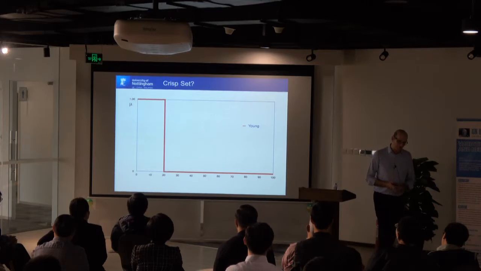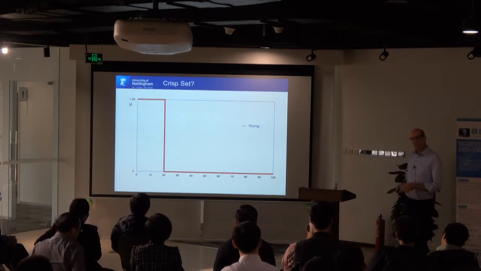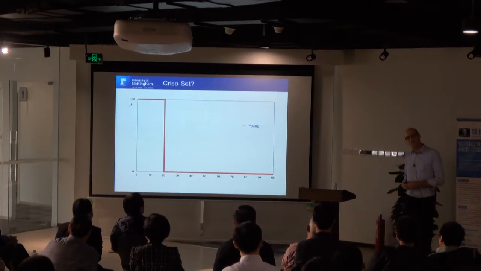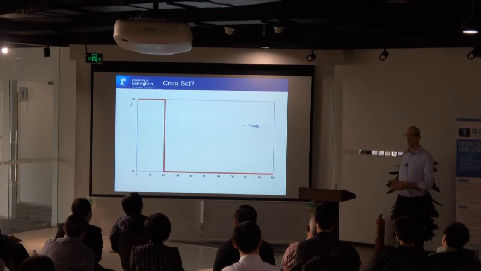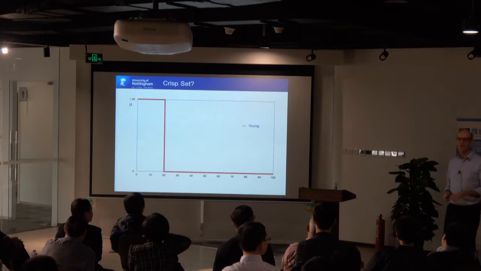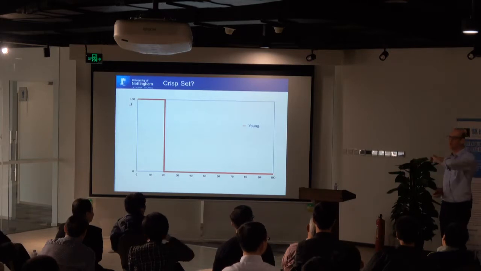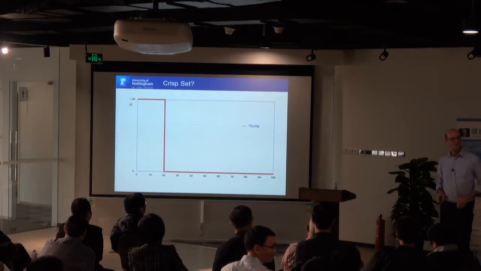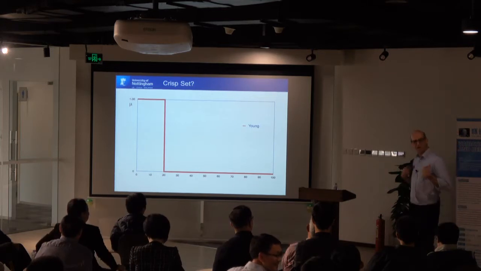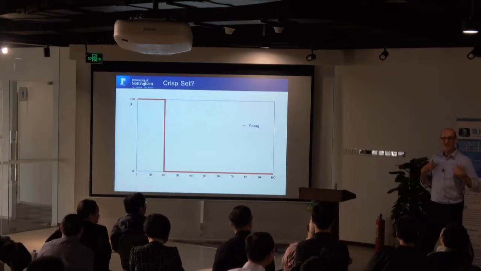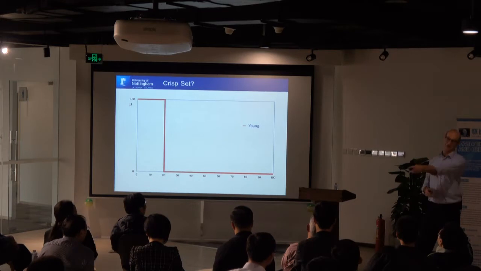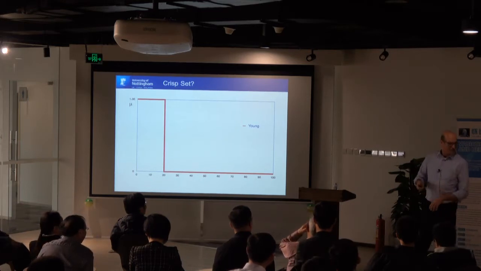So in 1965, Lotfi Zadeh started considering real-world sets. So what about the set of young people? Who's in the set of young people? I can see some people at the back who are in the set of young people, I would say. Am I in the set of young people? No, someone being nice and saying yes.